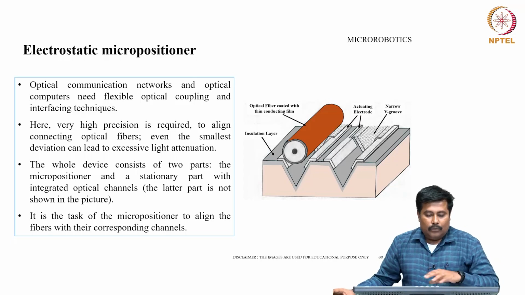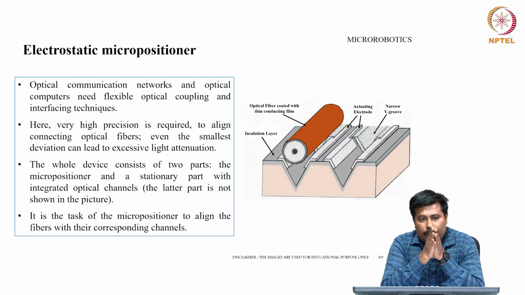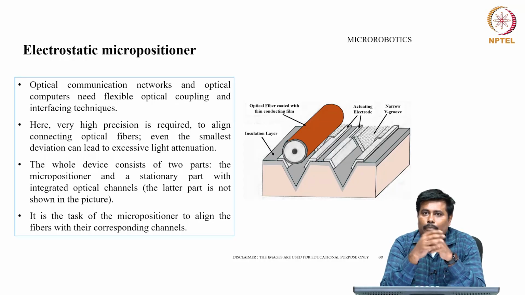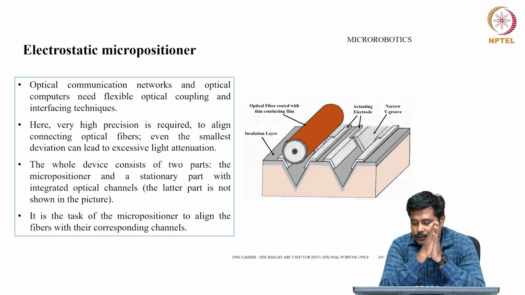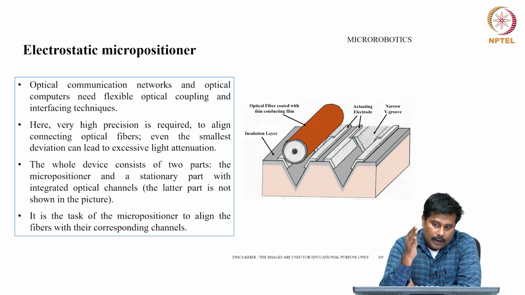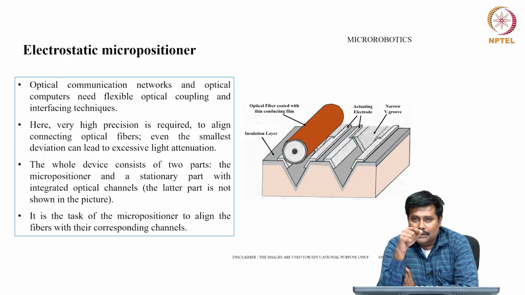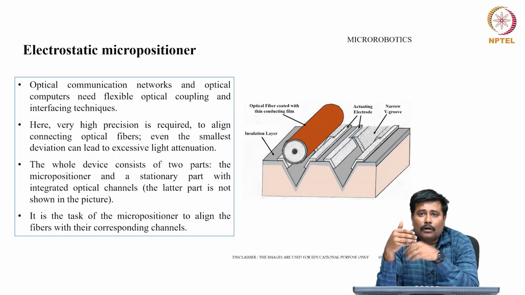Now, let us discuss an electrostatic micropositioner, which is considered to be one of the key devices from a functional point of view. These micropositioners are used in optical communication. They are meant for holding the optical fiber, especially in an optical communication network, so that deflection or micromanipulation can be established using an electrostatic actuator, and appropriately the optical fiber deflects.